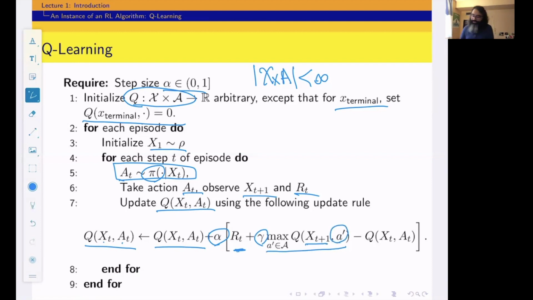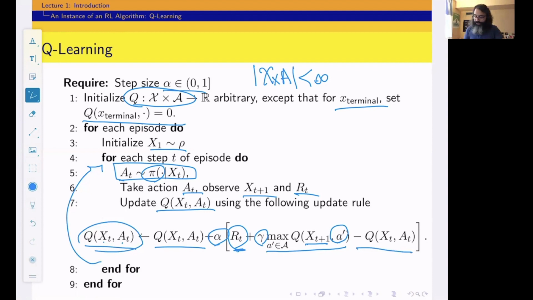So we have this Q, we go to the next state, we compute the maximum value of it, multiply it by gamma and add it to the reward. And then we subtract Q, the previous value of Q, from it. And then we update Q. And then we go to the next time step until the end of the episode, for example, or if it is a continual task, we go forever. So this is Q learning.